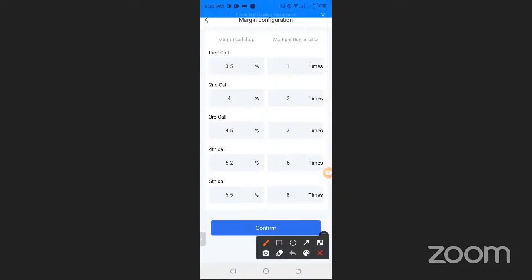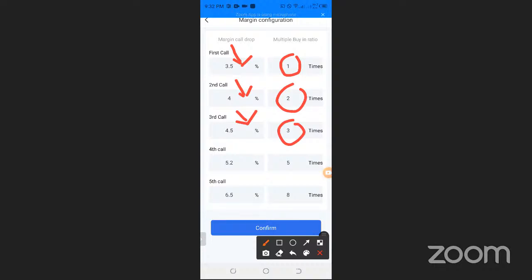What it means is that if the price of this coin dropped by 3.5%, the robot should buy the coin 1 time. If the price further falls by 4%, I said the robot should buy it 2 times. If the price further went down by 4.5%, it should buy it 3 times. So I am the one that set this. You can do your own setting.